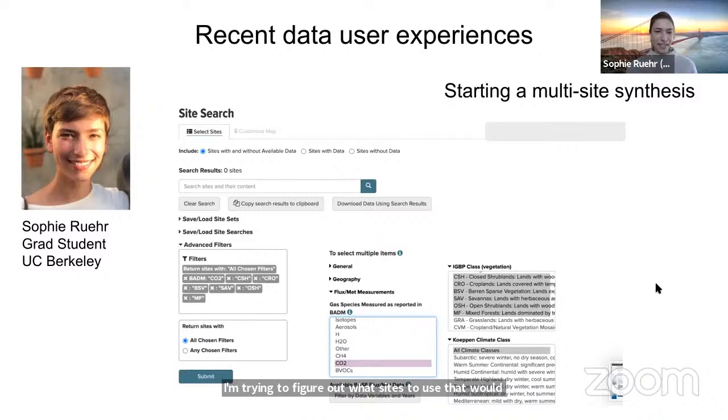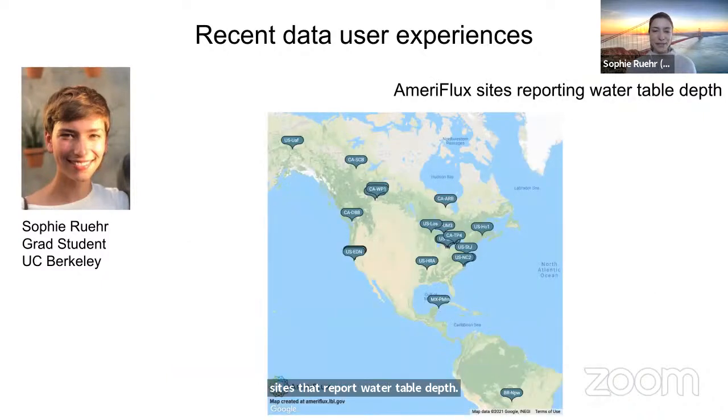As Margaret also talked about earlier, the site search tool on the website has been really helpful for some initial exploration of what data is available. And I'm specifically interested in finding sites that report water table depth. Trevor, next slide, please. As Trevor mentioned earlier, there are some variables that don't get reported as often to the AmeriFlux network, and water table depth is one of those.